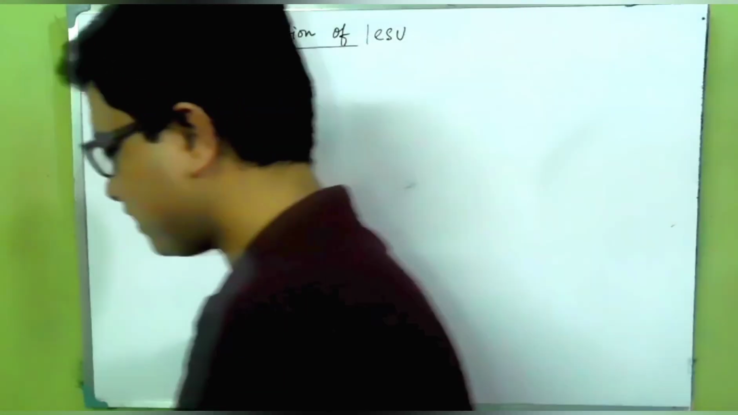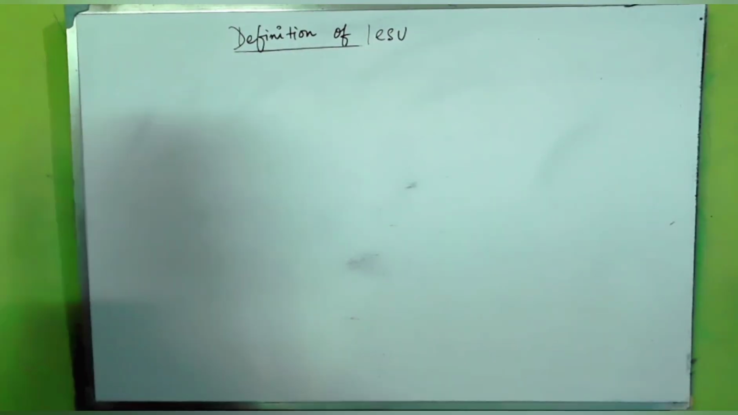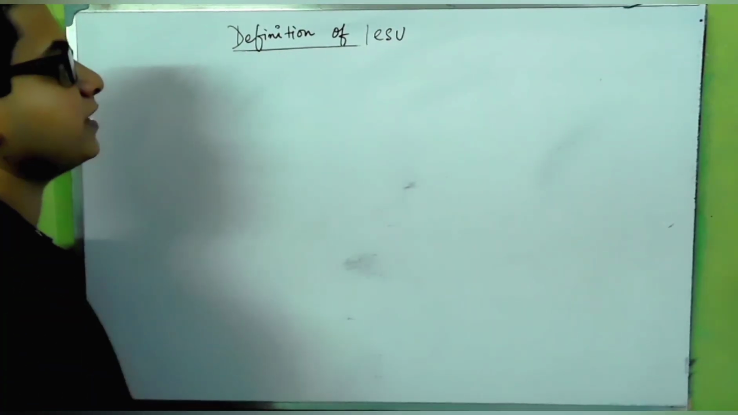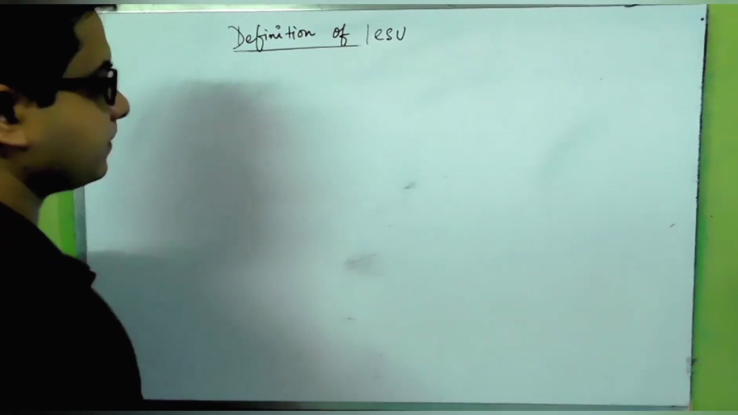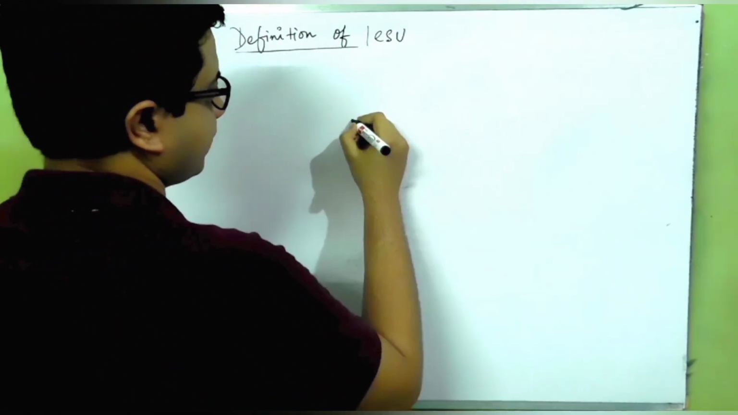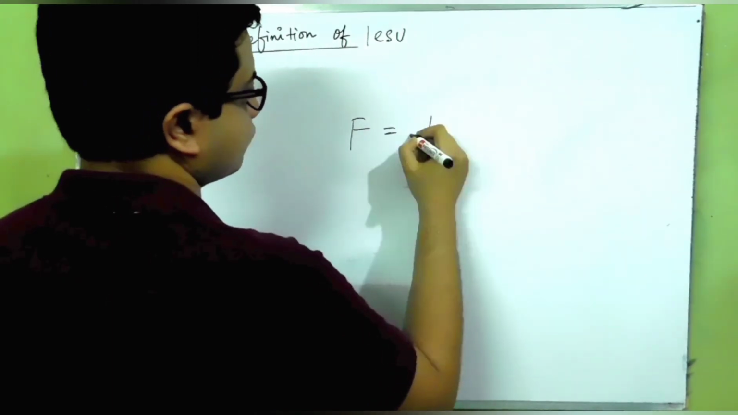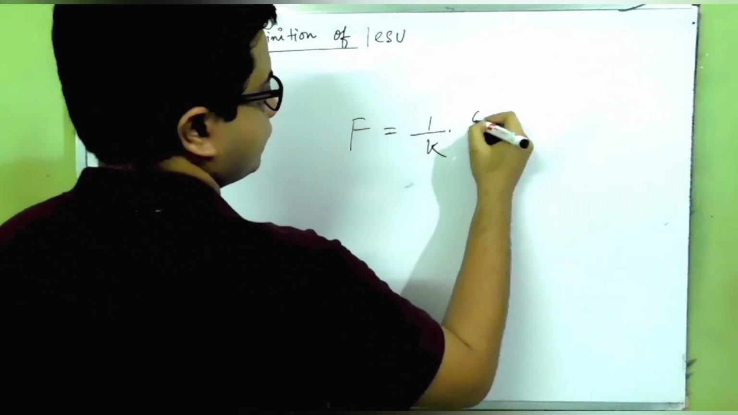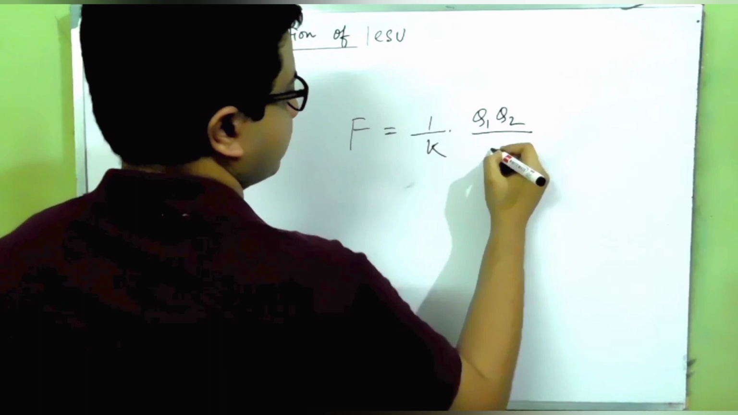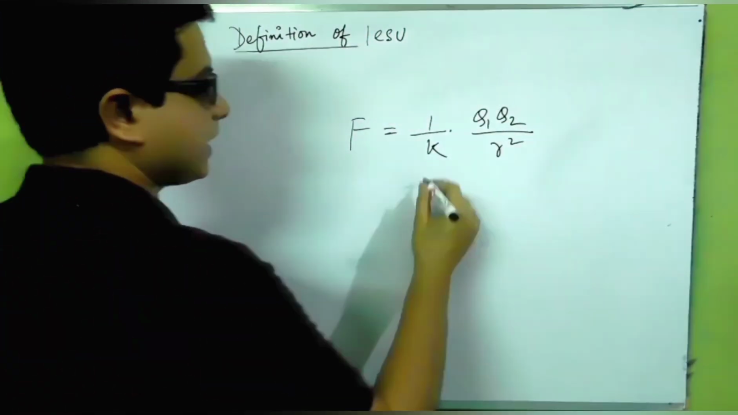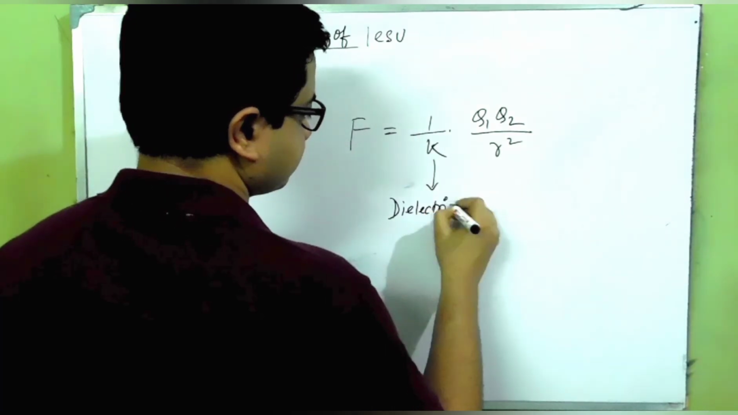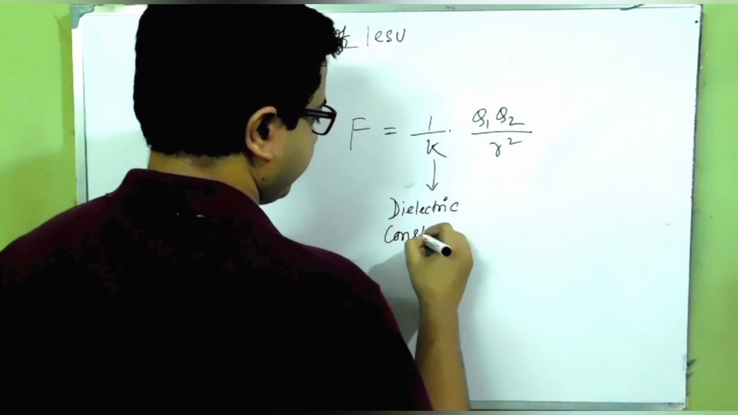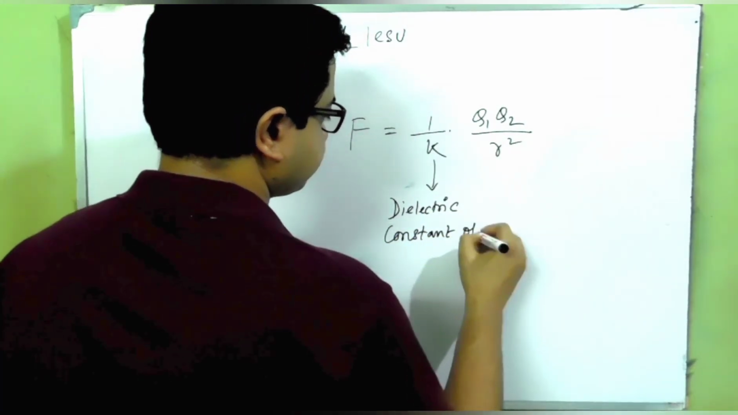So now we are going to see the definition of 1 ESU. This is the unit of charge in the CGS metric system, and in the CGS metric system, the form of Coulomb's law can be written as F is equal to 1 by K into Q1 Q2 divided by R square. Here K is the dielectric constant of the medium.